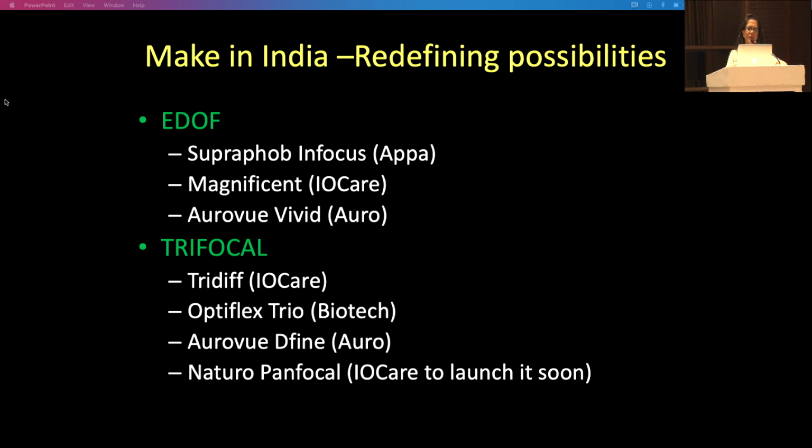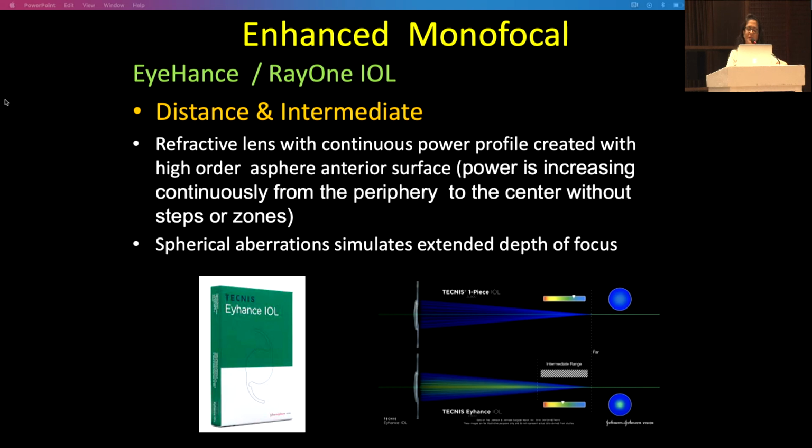I have personally just used Supraphob and Magnifend, not much experience. So we look forward to the other speakers sharing their experience, but they are turning out to be good ones. AIOCare Neuro Pan Focal is to be launched soon, and this one claims to give much better contrast in distance vision, and also much less halos and glare.